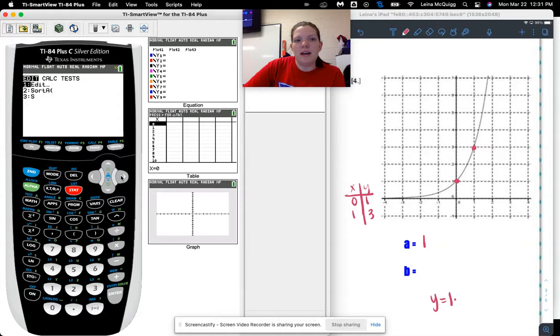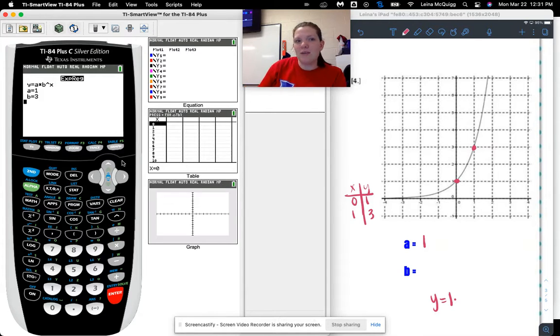We're going to do stat, go over to calc. Now, we've done linear regression, we've done quadratic regression, and we're going to keep going down to exponential regression. So you're going to go all the way down to 0 and hit enter. Go all the way down to calculate and hit enter again. Remember, you have these calculators on your Chromebooks, okay? So you need to open it up on your Chromebook.